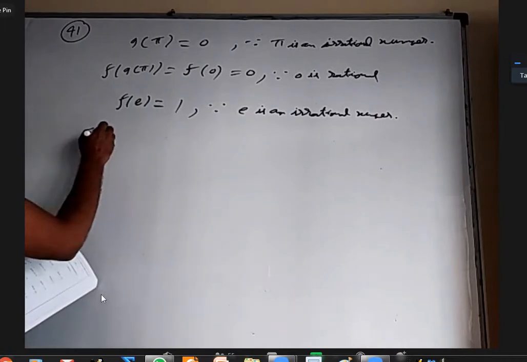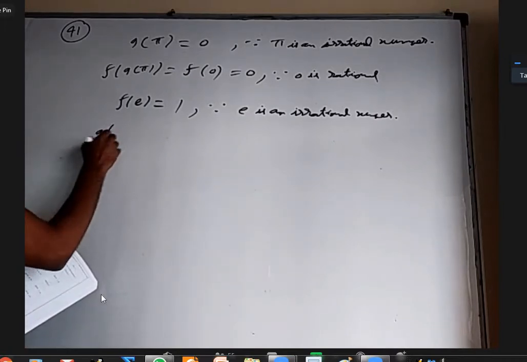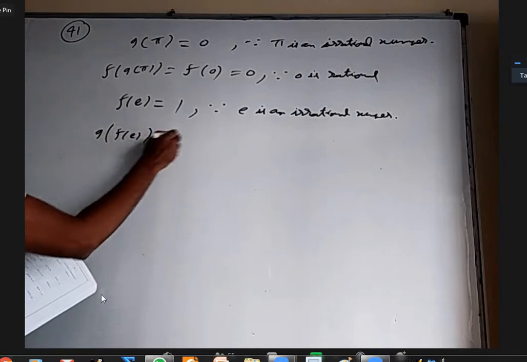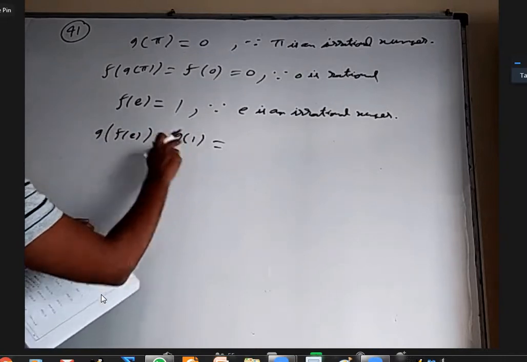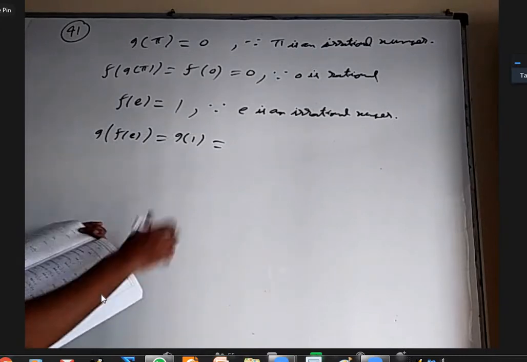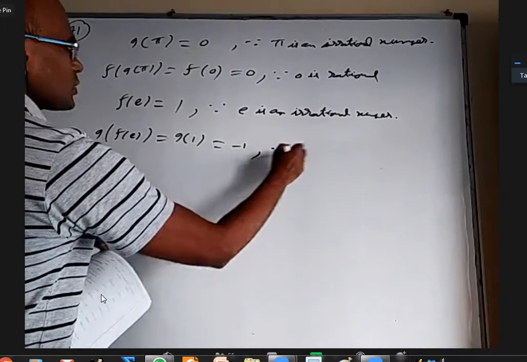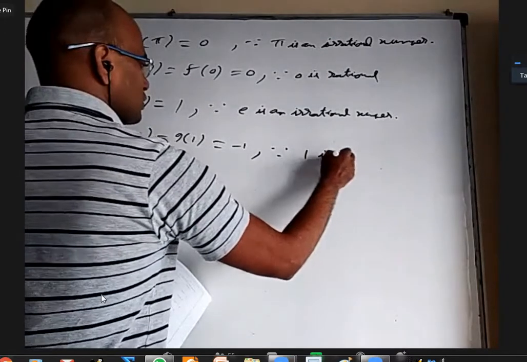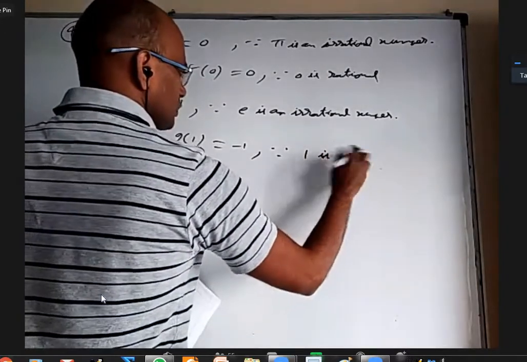And I want now g circle f of e. That is g of f of e, which is g of 1. And 1 is a rational number, and when you put a rational number in g, the answer is minus 1, since 1 is rational.